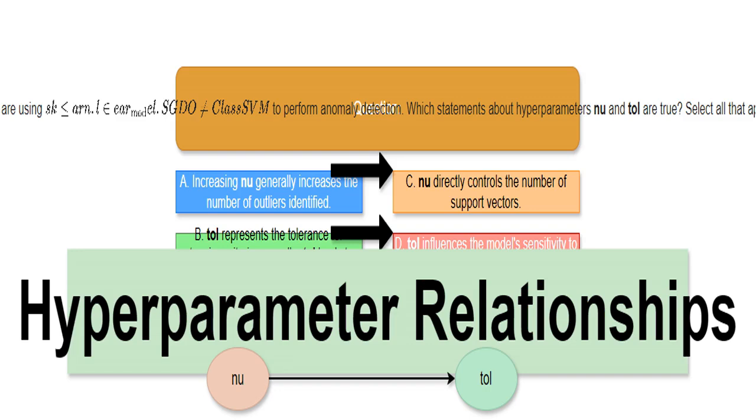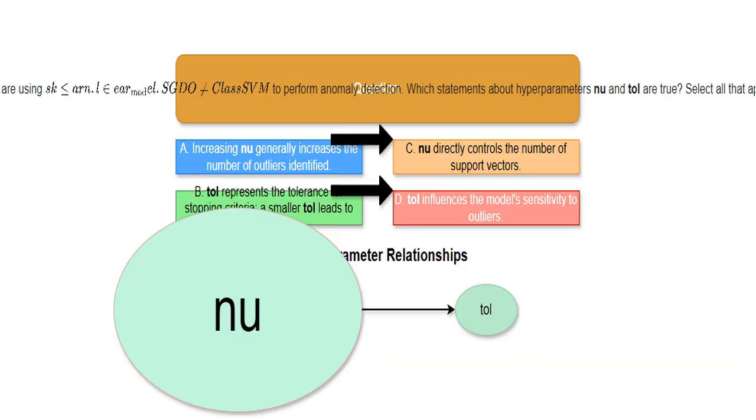I'm introducing the relationships between the hyperparameters nu and tol in the SGDOneClassSVM model. I'll explain how each one affects the model's behavior. This parameter controls the upper bound on the fraction of training errors and a lower bound of the fraction of support vectors. Think of it like this: a higher nu means you're okay with a larger portion of your data being labeled as outliers, potentially increasing the number of outliers you detect. I'm going to discuss how nu impacts the model's sensitivity to outliers.